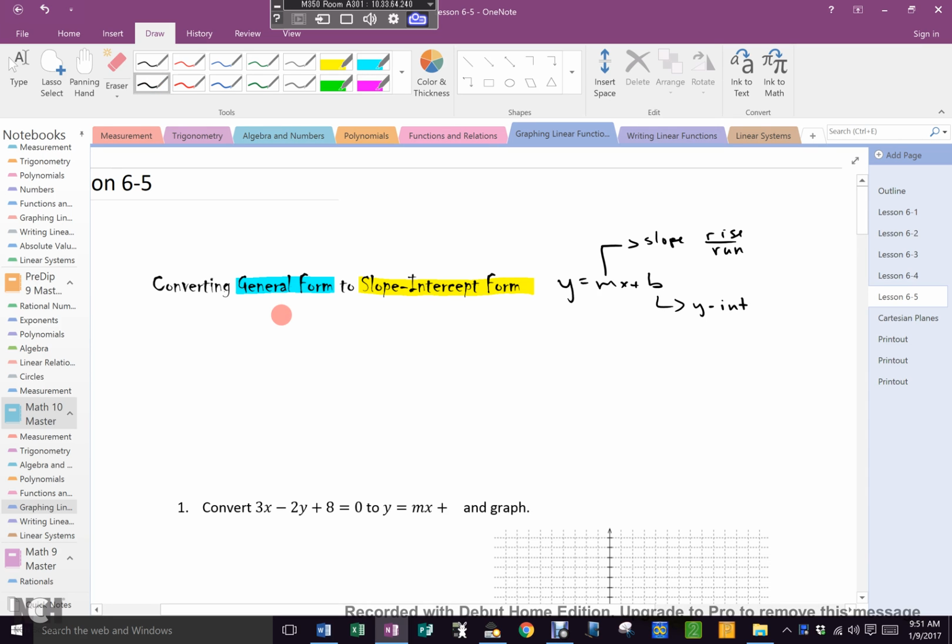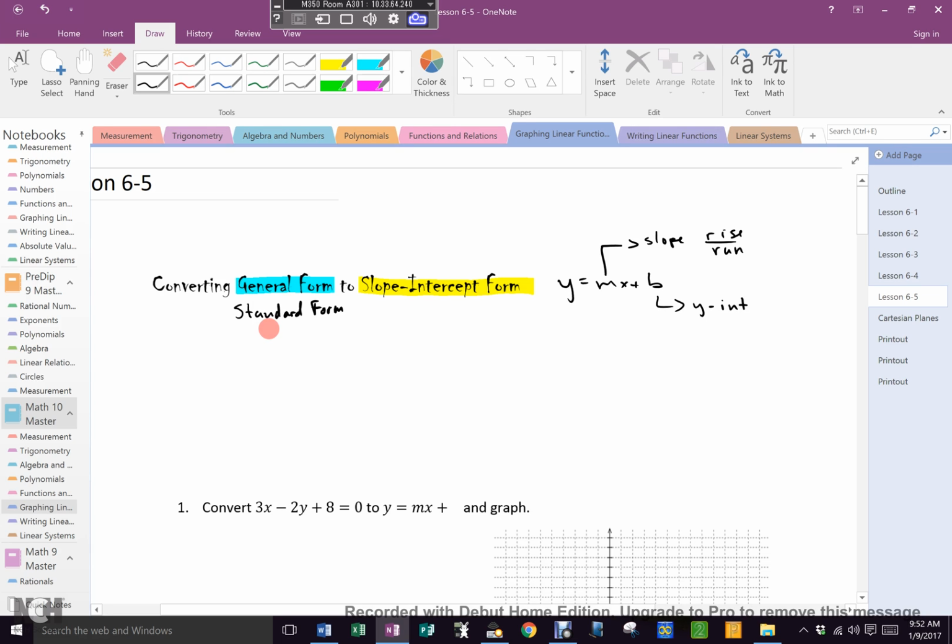General form has an ugly cousin who is also called standard form. See, they share the same last name. Whatever. I laugh at your jokes. That sucks. All right.